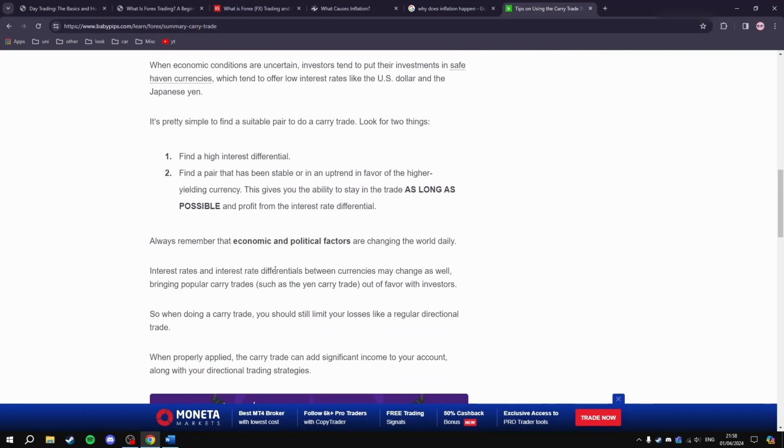When economic conditions are uncertain, investors tend to put their investments in safe haven currencies, which tend to offer lower interest rates like the US dollar and the Japanese yen.